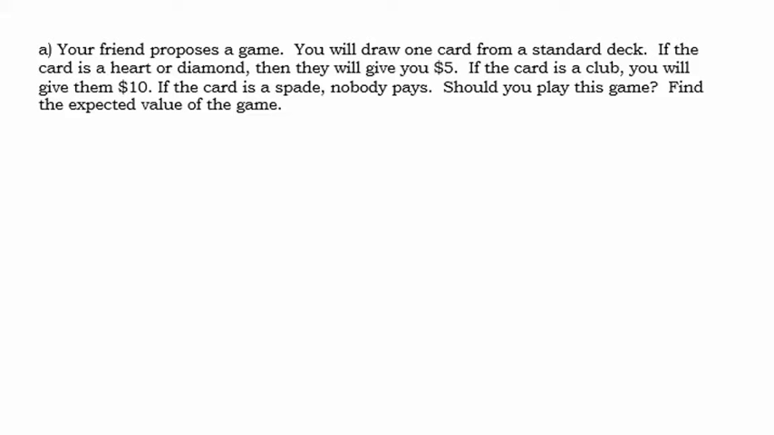So the question says, your friend proposes a game. You'll draw one card from a standard deck. If the card's a heart or a diamond, they'll give you $5. All right, so let's record that. That's one particular event. The event is we could get a heart or a diamond. And then the value of that event, if I make a little table here, is they're going to give you $5. So one thing to keep in mind is whose perspective you're playing from. So this is the value from my perspective, not from my friend's perspective.